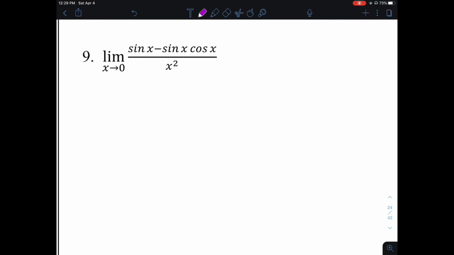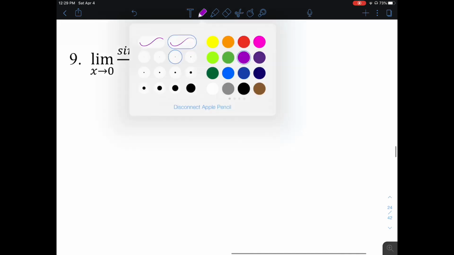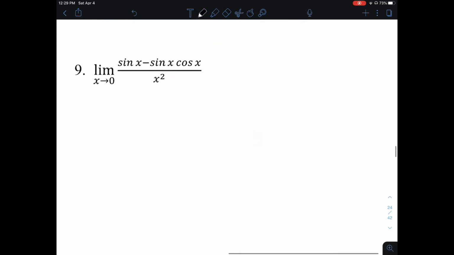Number 9. Direct substitution is going to result in this x squared being 0 squared, which is 0. So I can see that I can factor for this. Is it going to be helpful? Don't know. Let's try it and see what happens.